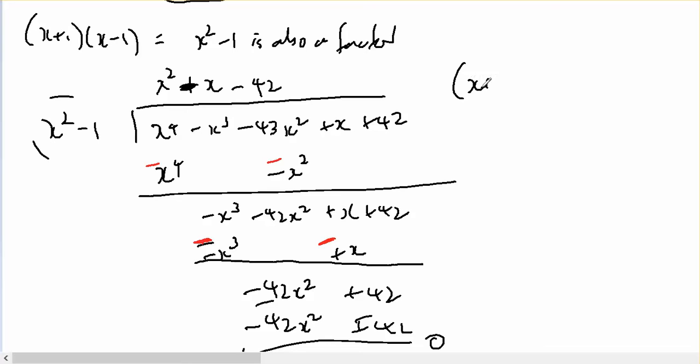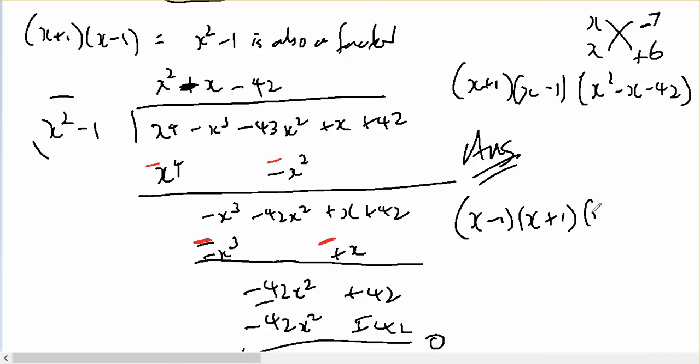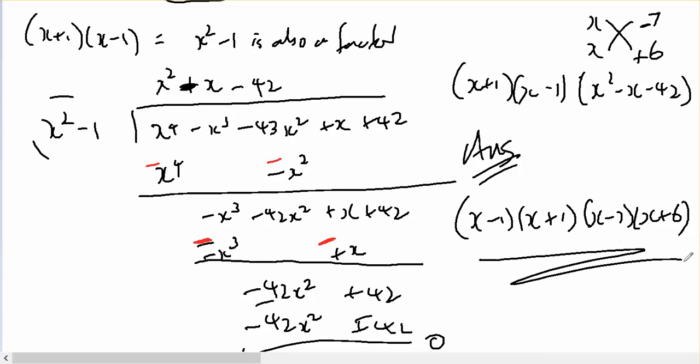So I've got x plus 1, x minus 1, and x squared minus x minus 42. I crisscross that, x, 7 and 6, with the negative on the 7 and the positive on the 6, so I get a negative x in the middle. Therefore, my answer, in factorised form, is x minus 1, x plus 1, x minus 7, x plus 6. It's number 23A.